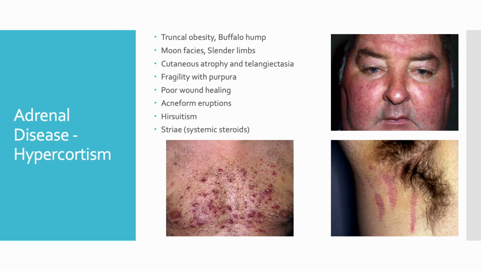So what features do we see in the skin? So we'll see poor wound healing, skin fragility and purpura, hirsutism, acne-like eruptions, particularly over the chest and back, cutaneous atrophy and telangiectasia, and striae. More generally, of course, there'll be truncal obesity, a moon face, and a buffalo hump over the nape of the neck. So these are all features of hypercorticism or Cushing's disease.